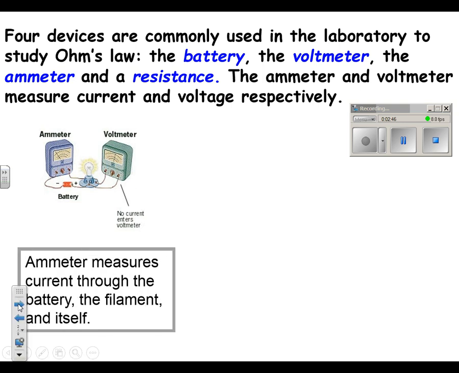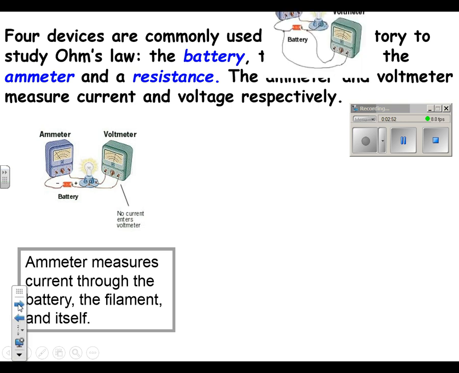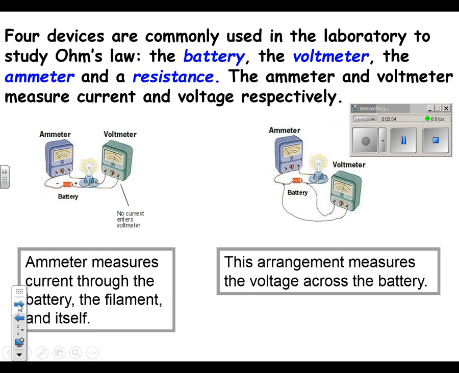So ammeters measure current through the battery, the filament, and itself. So that's why it has to be hooked up in series. The voltmeter measures the voltage across the battery or across the resistor, but it's always across something, and so that means it's hooked up in parallel. All right?